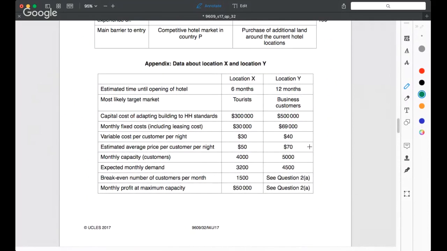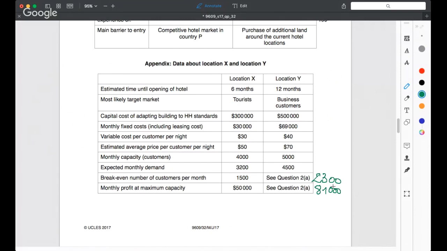So I started off my answer with... Let's fill this table. The break-even here, how much did we define for the break-even? 2,300. And the monthly profit at maximum capacity? 81,000. Exactly, 81,000. Now we have all the answers and we can compare.